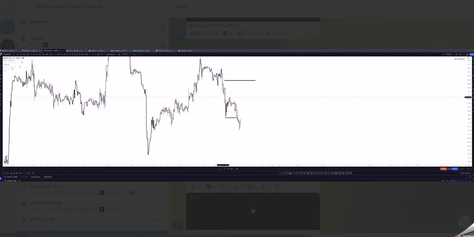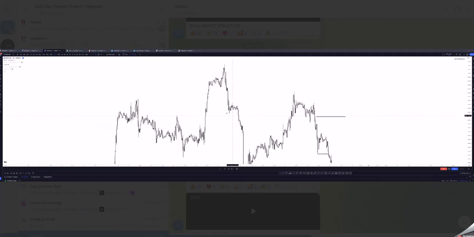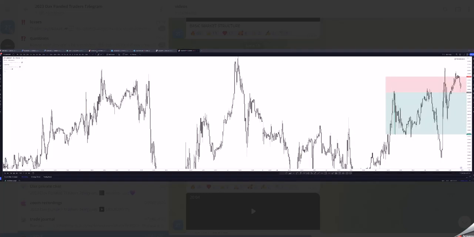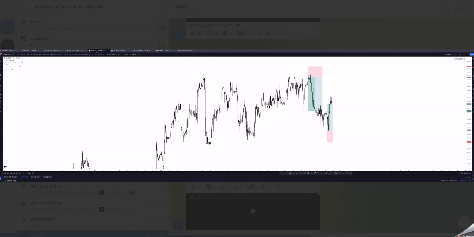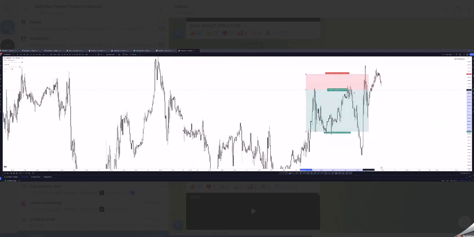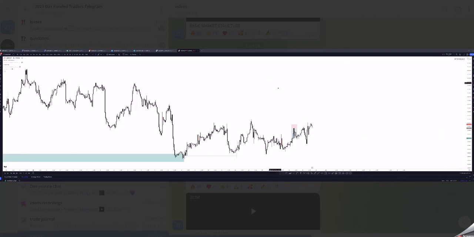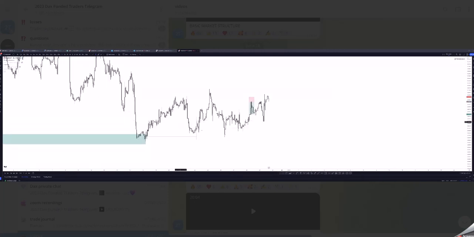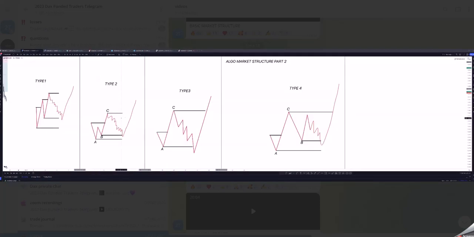Okay, we don't have a clean break here, so let me use another example. I need a very neat, very clean example. If you look closely, we can see this type B here, the type 2, this type 2.